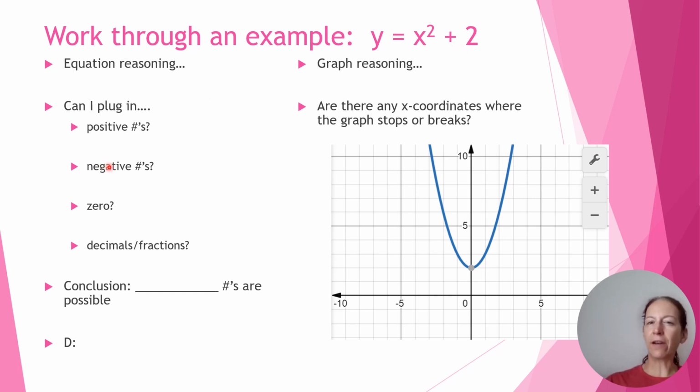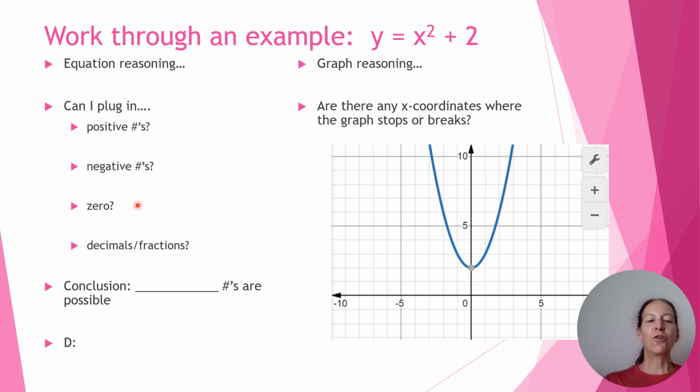Can I plug in negative numbers? Can I take a negative number, square that number, and then add 2? Yes. Can I plug in 0? Can I take 0 and square it and then add 2? Now, before you say no, throw it in your calculator, okay? 0 squared means 0 times 0, which is indeed 0. 0 plus 2 is 2.